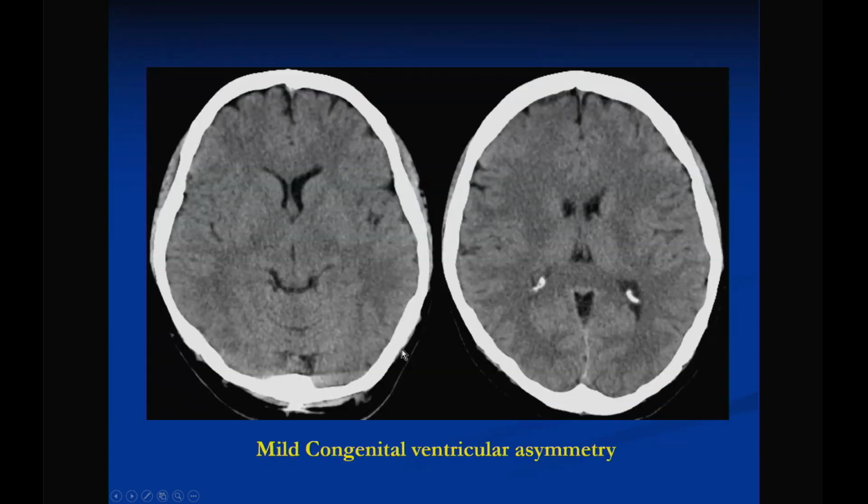Here's an example of mild congenital ventricular asymmetry. We see that the left frontal horn is a little bit bigger than the right. And we can also see, as we go a little bit higher, at the lateral ventricle. The question is: is this just a congenital asymmetry, a normal variant, or is there a process that's causing this?